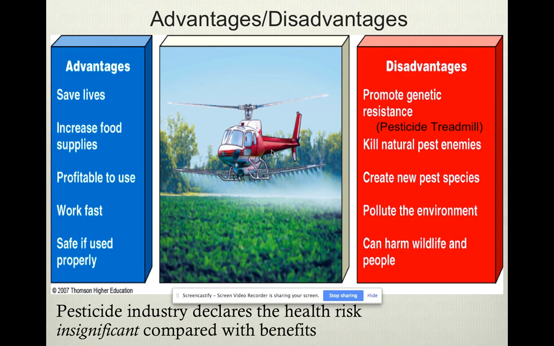Most of the advantages are going to be dealing with increased food supplies, which would save lives, cause people to have food, which is always good. It's also profitable. It costs less to spray synthetic pesticides, and then you end up making more money. The disadvantages are going to be mostly environmental. So it kills the unintended targets. Even if you meant to spray for only mosquitoes, you might be killing all the bees.